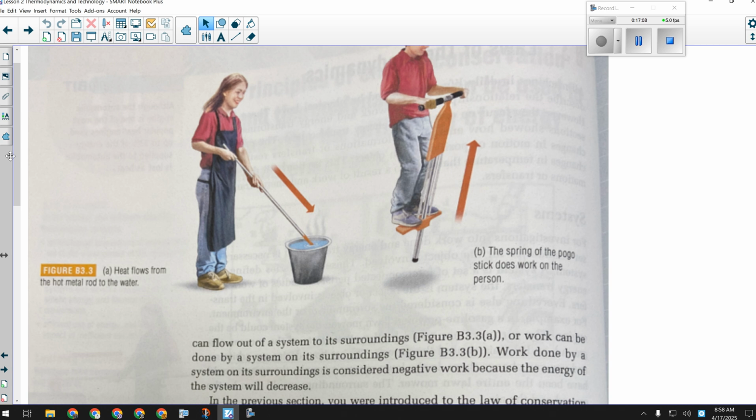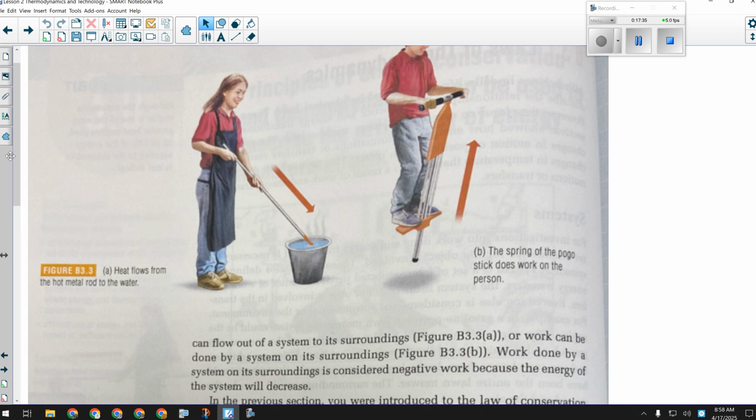Okay, to make that pogo stick work, the person has to jump onto it. When they jump onto it, do they do work on the springs or the elastic part of the pogo stick? Okay, so they're transferring mechanical energy to the pogo stick. Now, if that pogo stick was an isolated system, once the person jumped on it, what would happen?